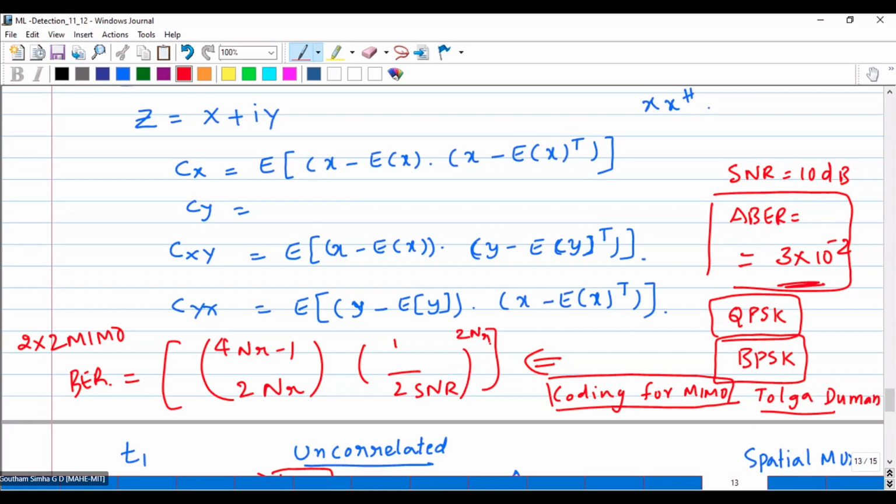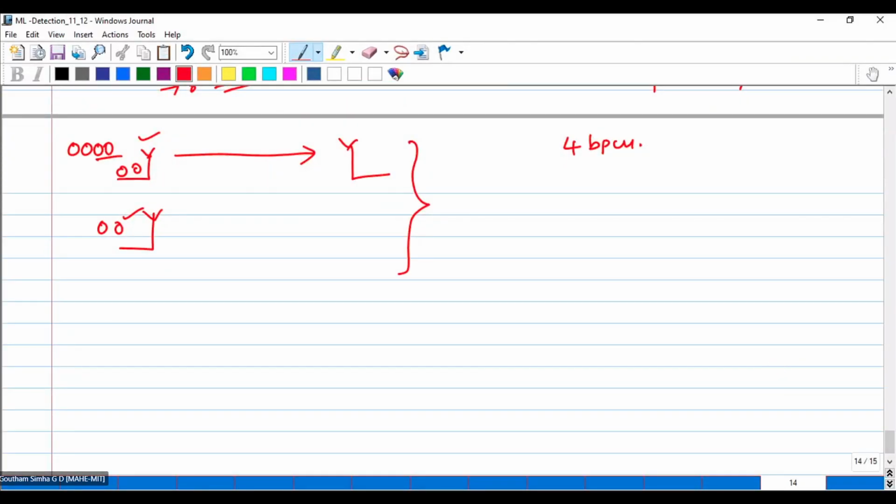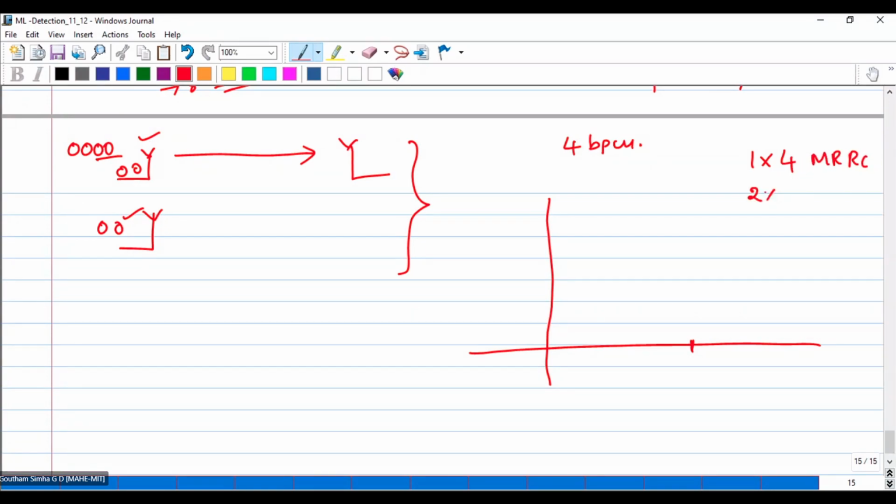Okay. So why am I discussing all these things? Because I have to compare it with MIMO systems here. Now, if I talk about the same BER versus SNR for 1 cross 2 or, let's say, 1 cross 4 MRRC, I will compare, and 2 cross 2 Alamouti I have to compare, and a 2 cross 2 simple MIMO system I will compare. Now here, if I write this 1 cross 4 MRRC, it will be better somewhere here.